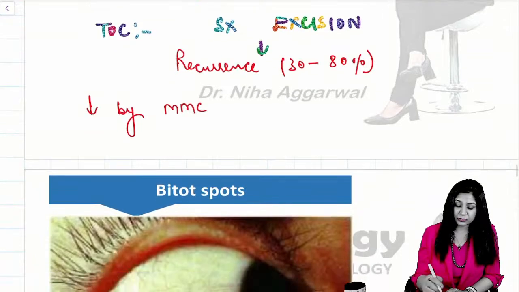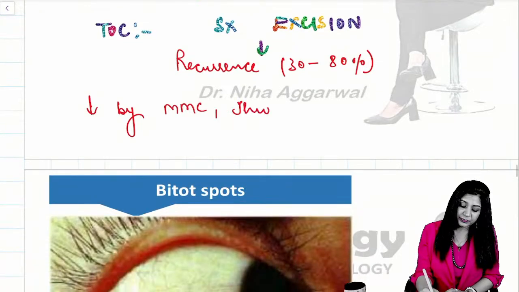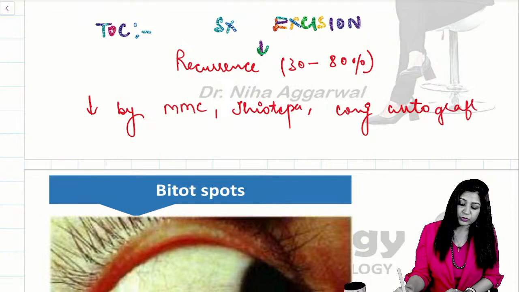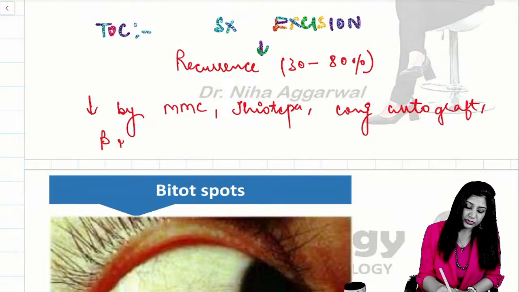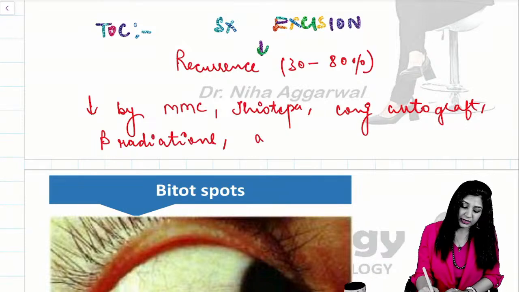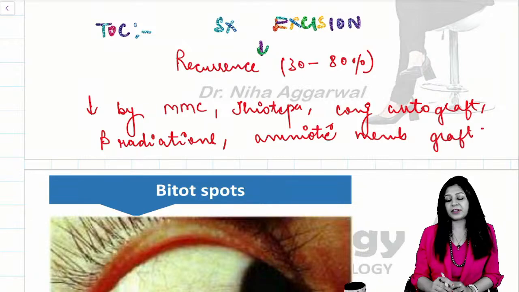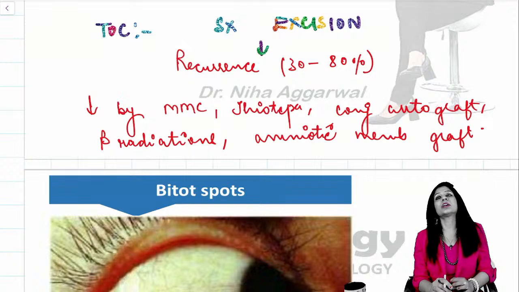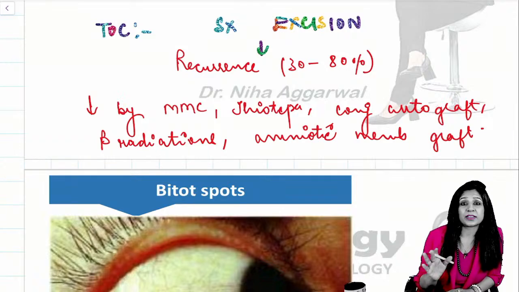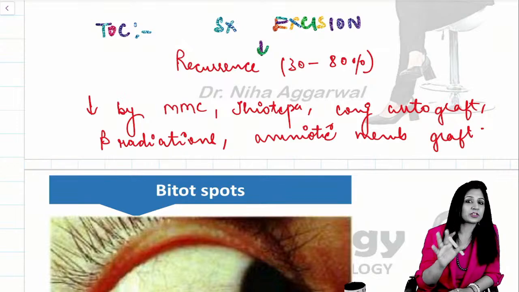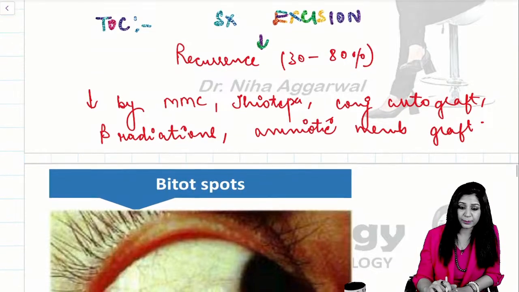So you can cover it with mitomycin C, or we can give thiotepa. We can do conjunctival autografting, then beta radiations. We can emit the beta radiations there, and finally we can do the amniotic membrane grafting. All these are the methods of reducing the recurrence. So there are so many questions. Once there was a paper where three questions were there in a single set. There were three questions from pterygium. So again, pterygium is an important topic.